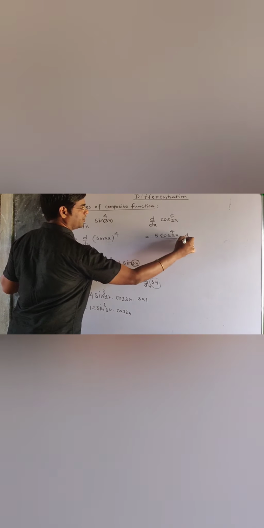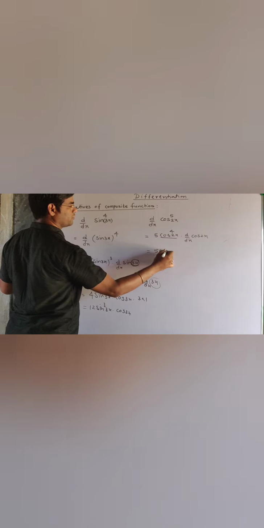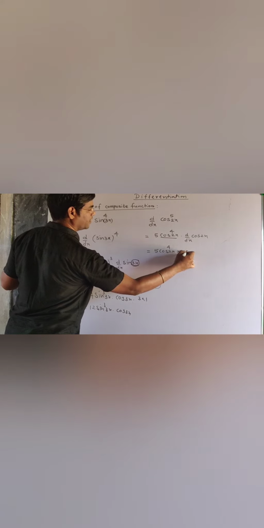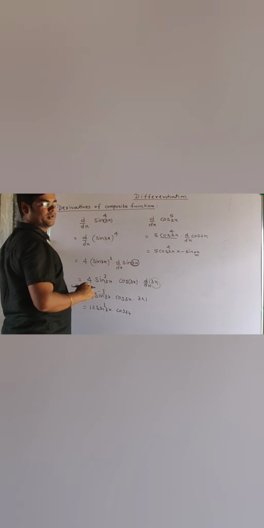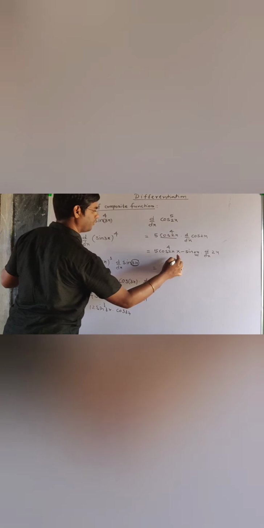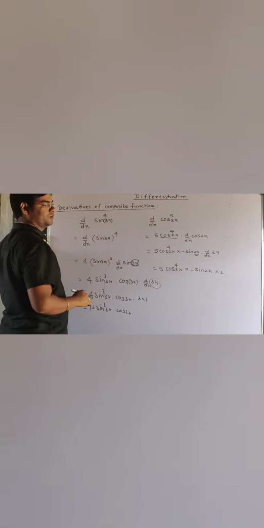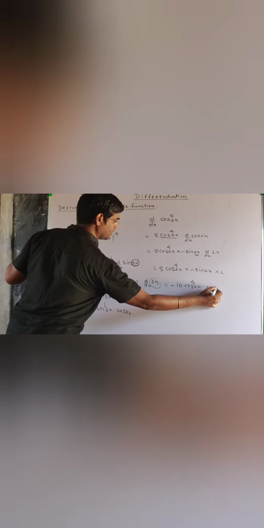Then you have to differentiate the trigonometric function. The derivative of cos x is minus sin x, therefore minus sin 2x. This is also a composite function, since the term is not cos x only, so again you have to differentiate 2x. So 5 cos 2x raised to 4 into minus sin 2x into 2. Taking 2 common, the derivative of x is 1. So the final answer is 5 2s are 10, with the minus sign, so minus 10 cos 2x raised to 4 into sin 2x. This is our final answer.